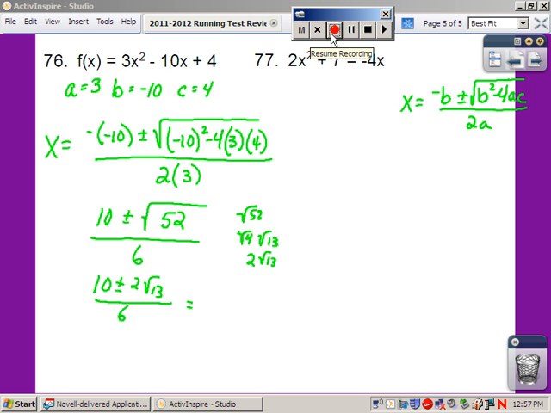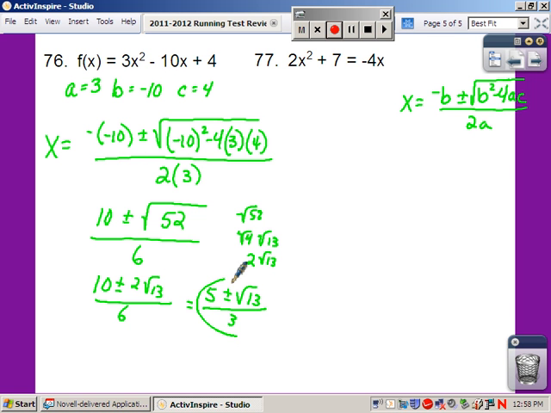So here, the last thing you want to do is reduce it. If you notice, you can take 10 and divide it by 2; 10, 2, and 6 all go by 2. So if I divide by 2, then that 2 would actually cancel, and I'm left with just the square root of 13. And this one goes down to 3. And that's the final answer.